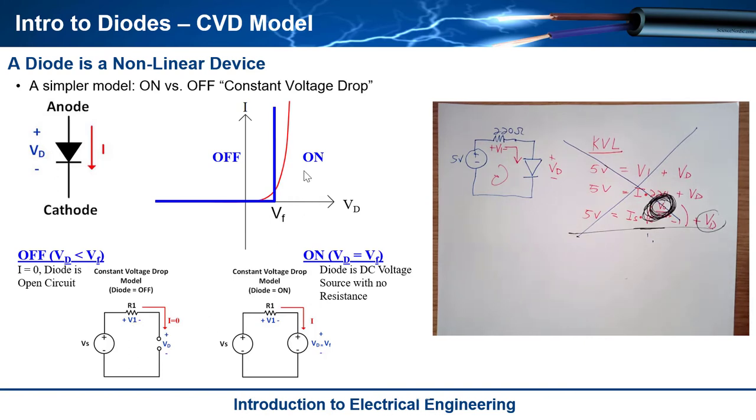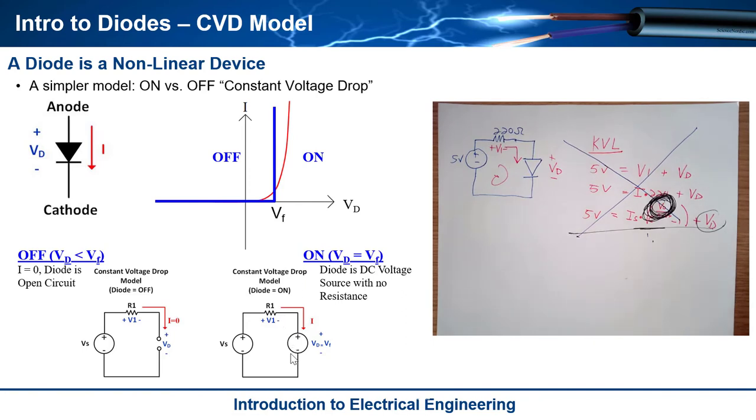Then you have the case where it's on. And now when it's on, it can conduct current. Okay, and it can conduct as much current as you want, because you replace the diode symbol with a DC voltage source that has a voltage of the forward voltage. So you essentially say, as soon as it turns on, the diode will maintain a voltage equal to the forward voltage. And if you replace it with a DC voltage source, there's no resistance through that. So you could essentially have infinite current flow through it until you blow it up.